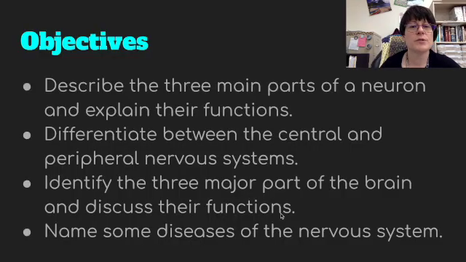So our objectives were to describe the three main parts of a neuron and explain their functions, differentiate between the central and peripheral nervous systems, identify the three major parts of the brain and discuss their functions, and name some diseases of the nervous system.